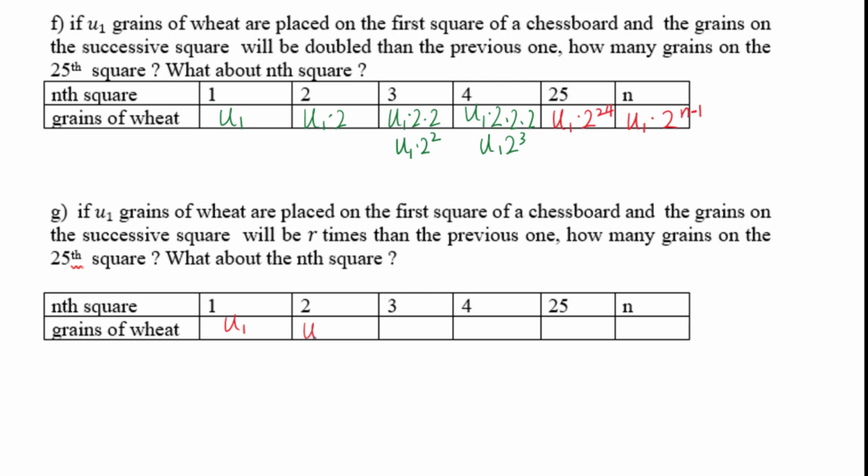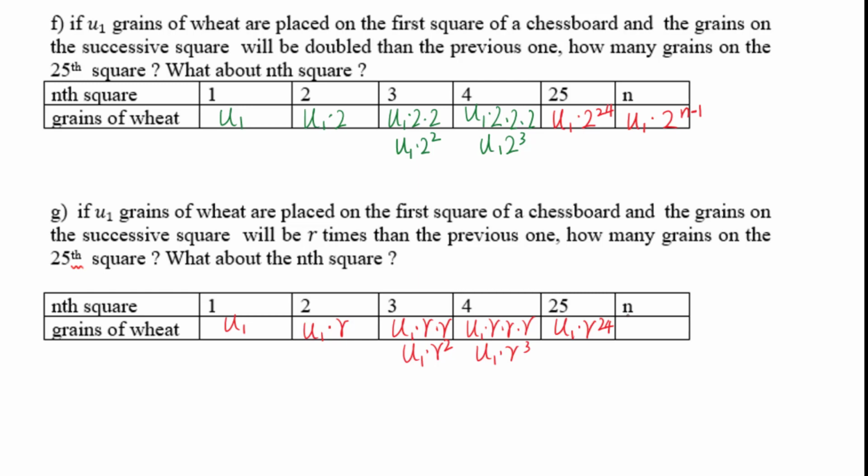Second square, u₁ times r. Third square, u₁ times r times r, so we have u₁ times r squared. For the fourth square, u₁ times r times r times r, so we have u₁ times r to the third power. For the 25th square, we will have u₁ times r to the 24th power.